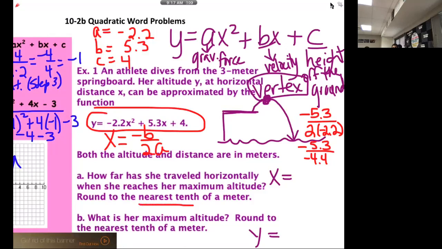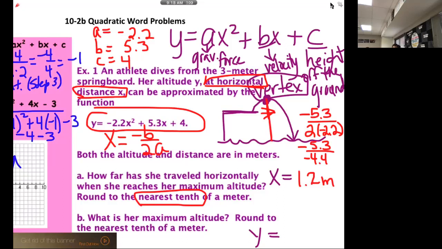We're supposed to round to the nearest tenth. 1.2? So that means x is 1.2. What does the x stand for? In this case, it stands for the horizontal distance, and everything is in meters. So 1.2 meters horizontally from the diving board, where she dove from, is going to be our x value, right?